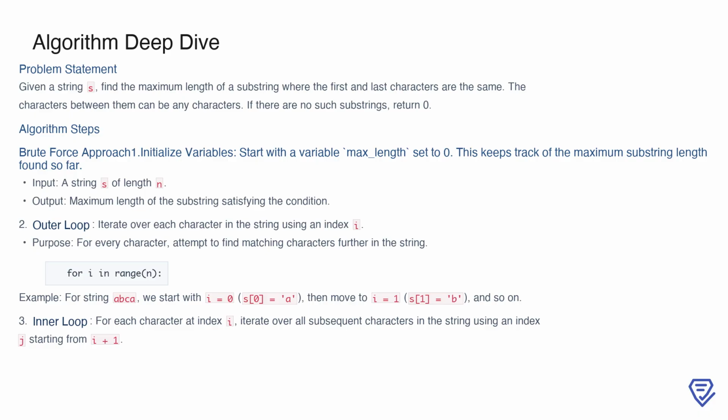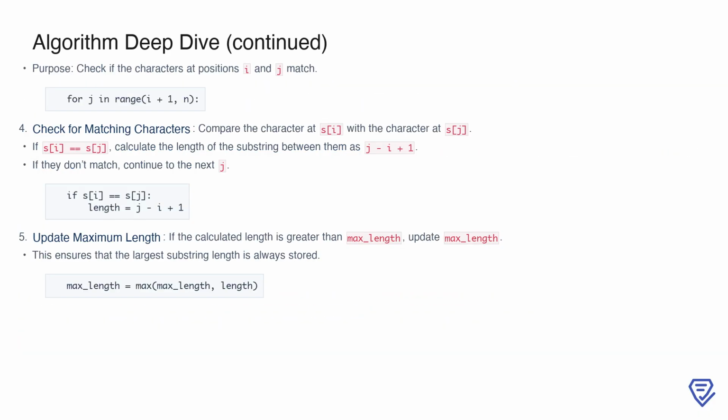Once we've selected a starting character, we use an inner loop to examine all subsequent characters in the string to determine if there's a match with our chosen character. The purpose of the inner loop is to check whether the character at our starting index i matches any of the characters at positions j that come after it. This is done by iterating from i+1 to n, where j represents the current index being checked. If the characters at s[i] and s[j] match, we then calculate the length of the substring between these two positions, which is given by j - i + 1. If no match is found, we simply continue iterating to check the next character.